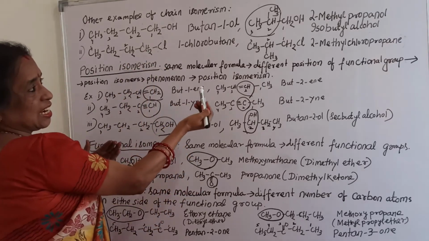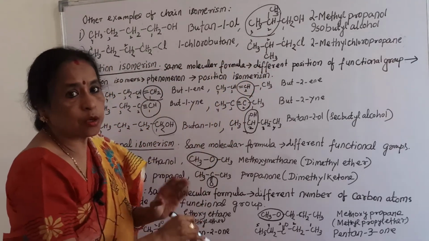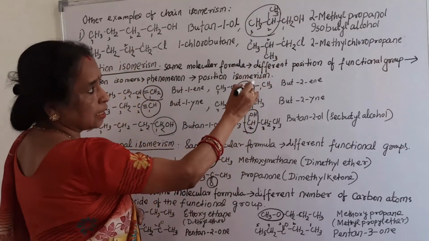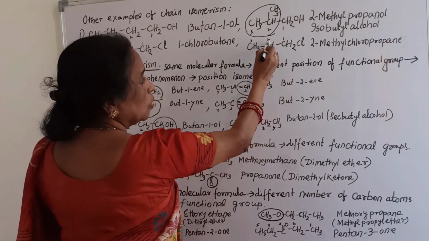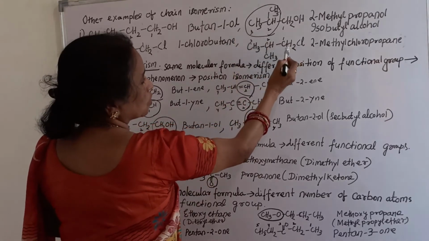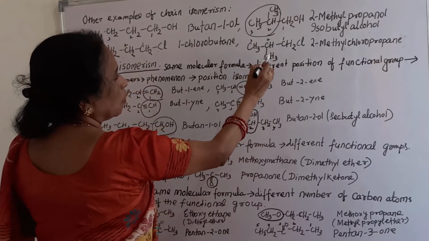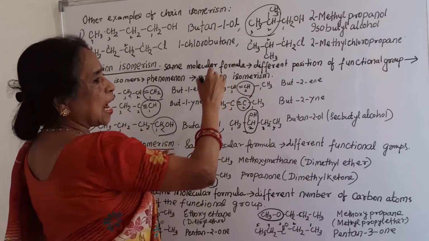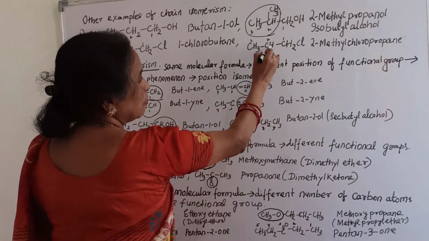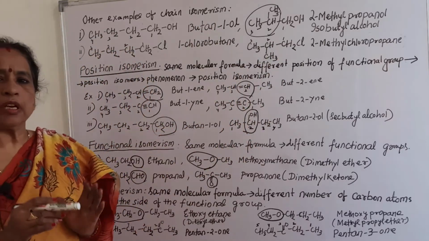Now what is its chain isomer? For the chain isomer, if I put the CH3 group, one methyl substituent in position 2, then what is the name? 2-methyl chloropropane. And what is the common name? Isobutyl chloride, because 1, 2, 3, 4, that means iso position here, that is why isobutyl chloride. And what is the IUPAC name? 2-methyl chloropropane.